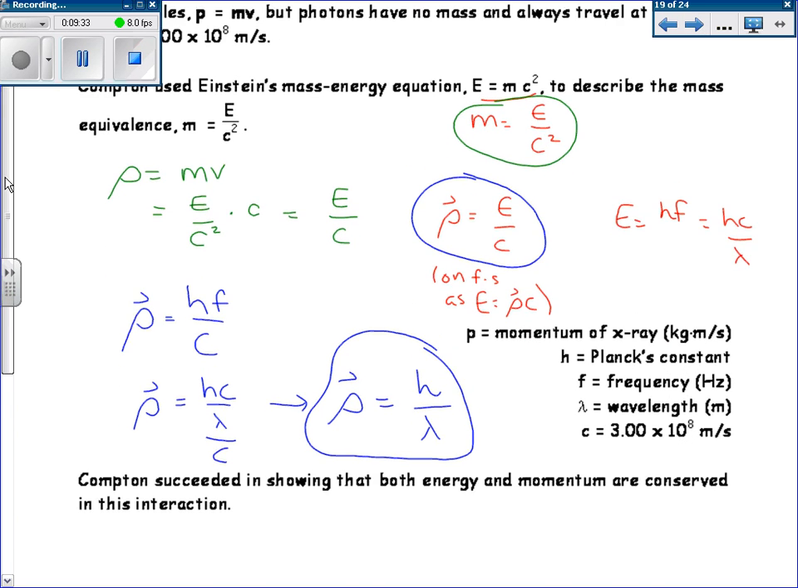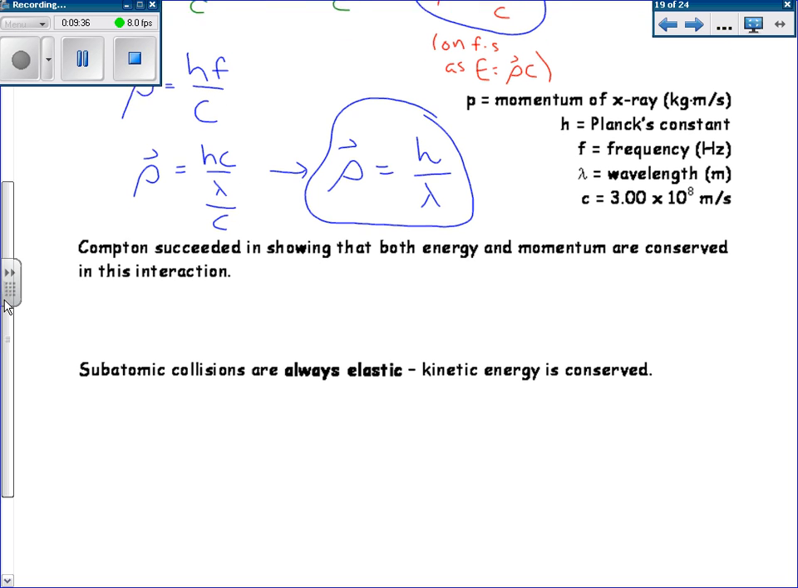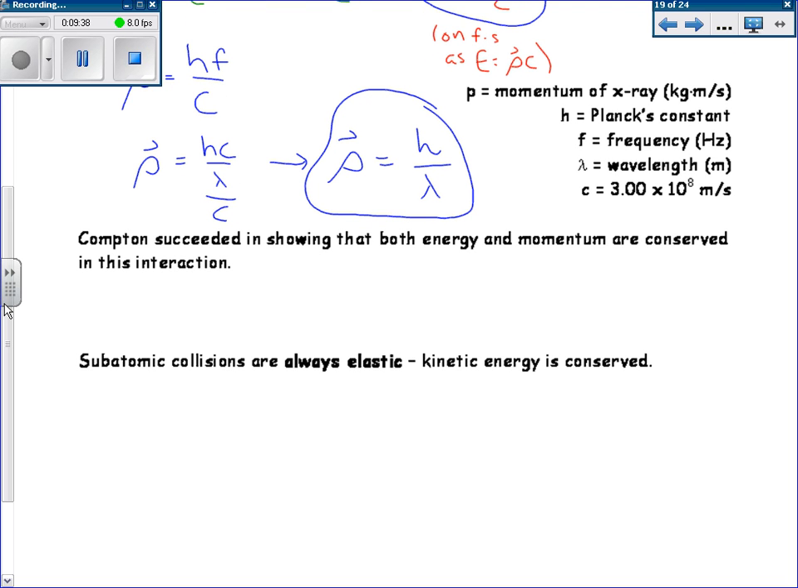And Compton then also succeeded in showing that both energy and momentum are conserved in this interaction. So what we have for momentum before equals momentum after, and we have the momentum of the photon plus the momentum of the electron before equals momentum of the photon after plus momentum of the electron after. This then becomes h over lambda initial plus 0 equals h over lambda final plus mass times velocity. Okay, and we can use that to then calculate, to do collision questions with subatomic particles.